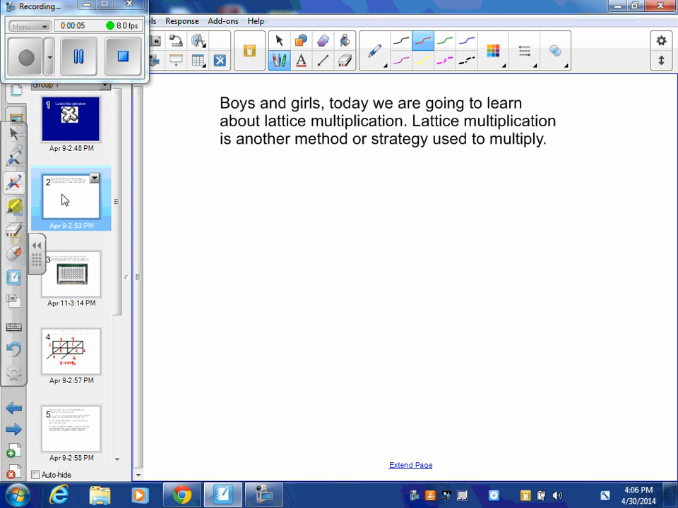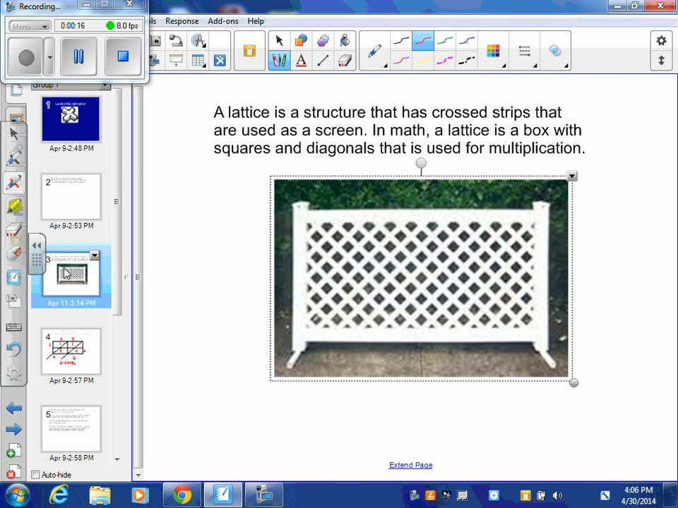Boys and girls, today we are going to learn about lattice multiplication. Lattice multiplication is another method or strategy used to multiply. A lattice is a structure that has cross strips that are used as a screen. In math, a lattice is a box with squares and diagonals that is used for multiplication.